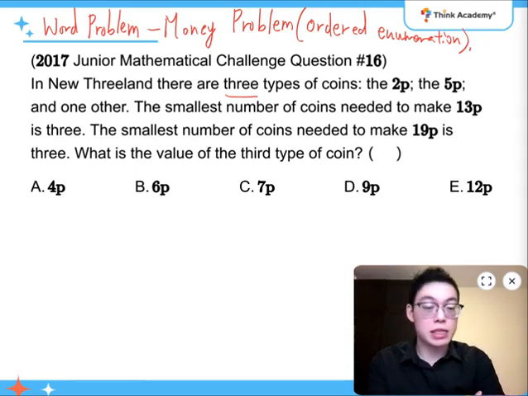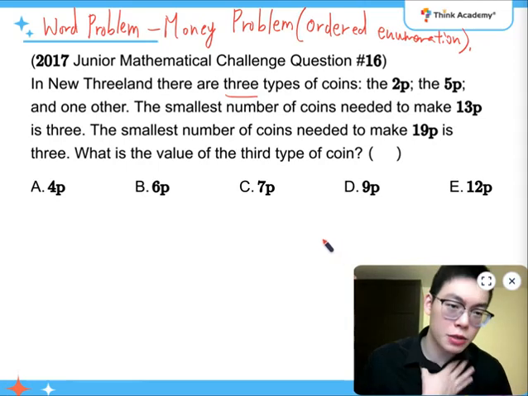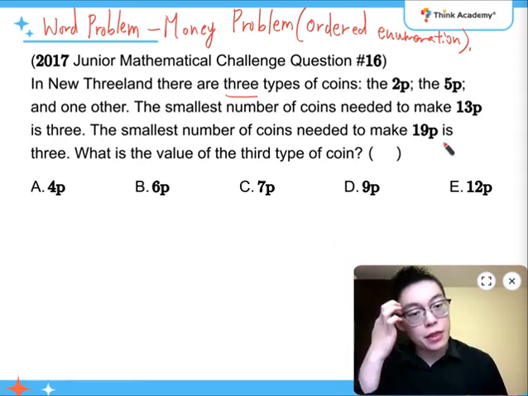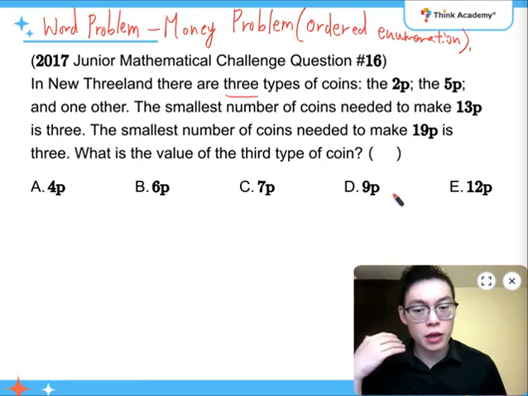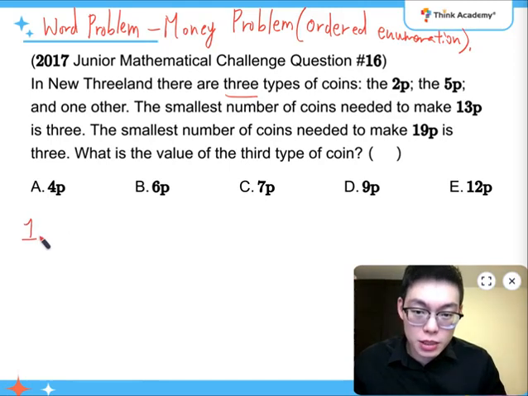So it means that I have limited options of the coins. For example, can it be possible that I'm using all 3 of a kind? It's not, right? Because 13 and 19, they are both not multiples of 3. So it means that, well, these are the possibilities.